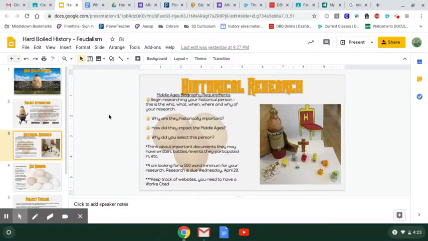Okay, there was a lot of confusion yesterday. A lot of confusion. Many people were selecting historical figures outside of the Middle Ages. We are studying the Middle Ages. We are studying feudalism. We had been all week.